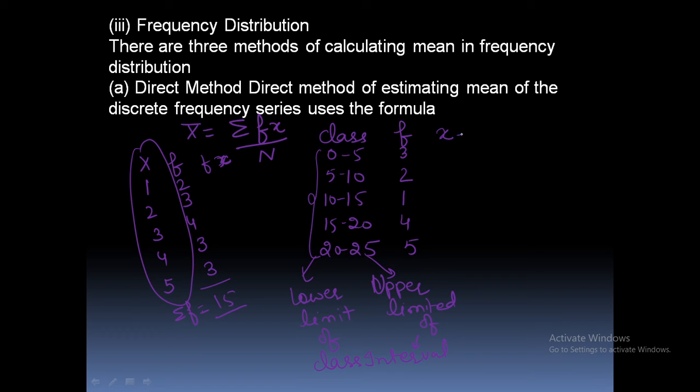Lower limit is represented by L1 and upper limit by L2. Both add and divide by 2. Then you get x, that is known as the mid value of the class interval.